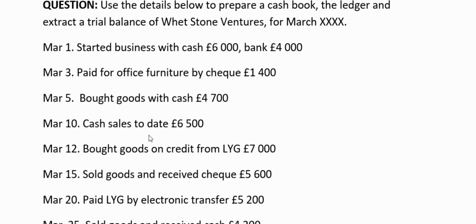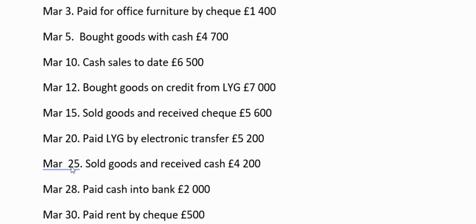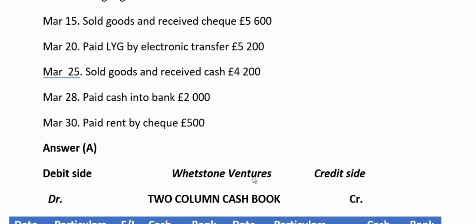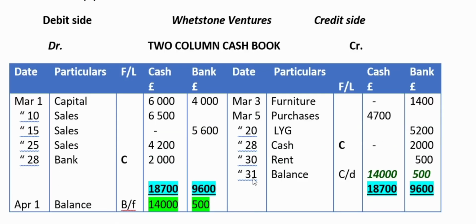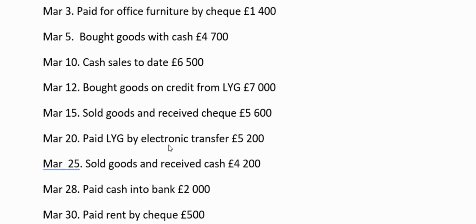We go to the 25th, the date March 25th: sold goods and received cash 4,700. Goods were sold, and so money will be received when goods are sold. So that is why we enter it on the debit side. March 25 sales 4,700 in cash, as mentioned. We have the next one.